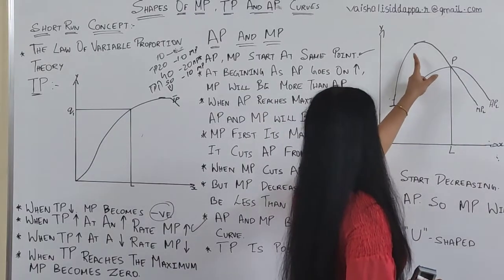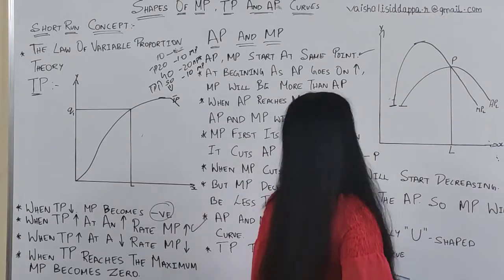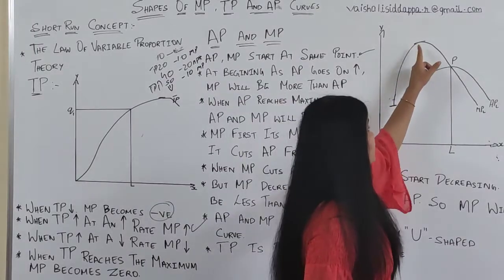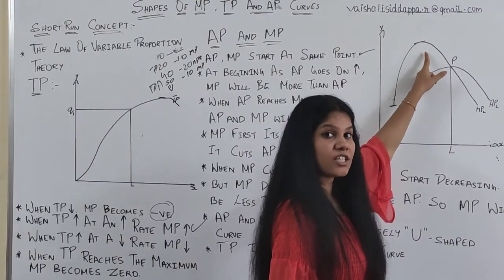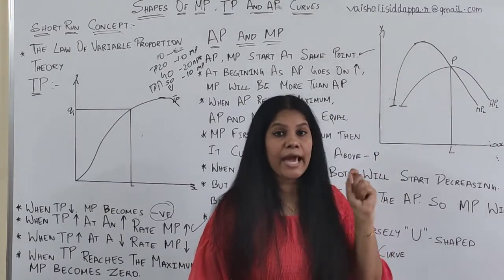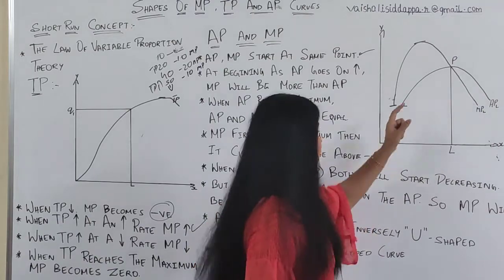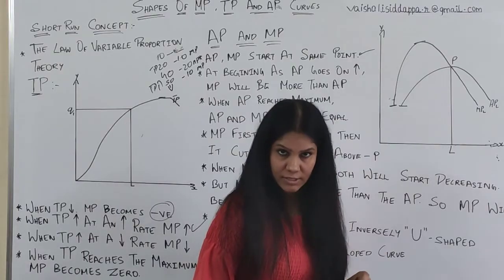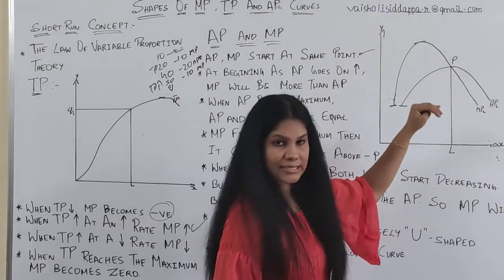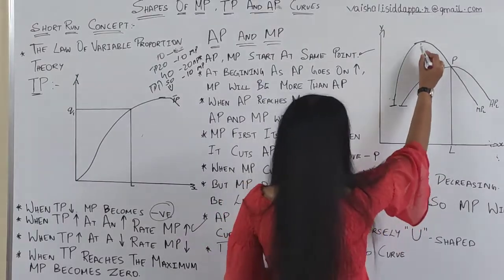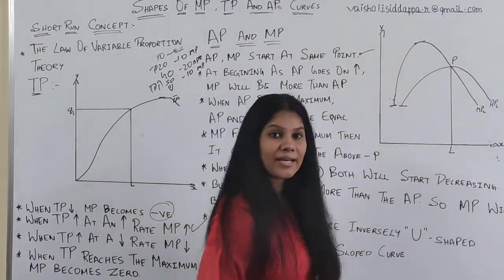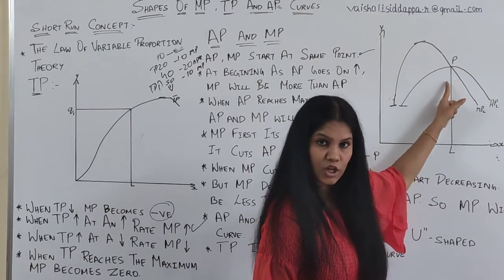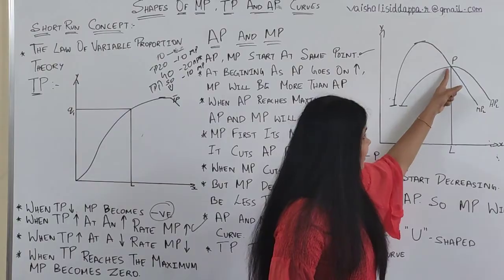The MPL curve is going to increase, and at one point of time it reaches its maximum point. Can you see here? It has reached its maximum point. MP reaches its maximum point first, because the AP maximum point is here. Then MP will start decreasing. But APL, till this point, is continuously increasing. It is not diminishing.